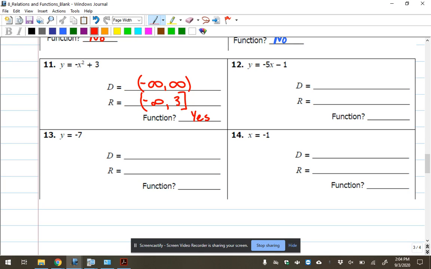Number 12, we got another y equals equation there. What do we know about that graph before we do it with the calculator? Y equals negative 5x minus 1. Remember what kind of equation that is?